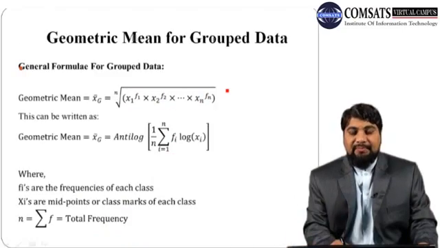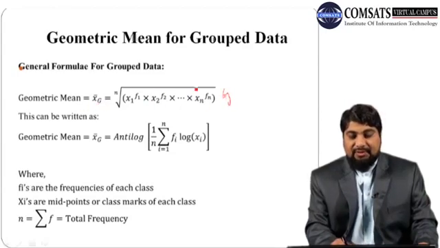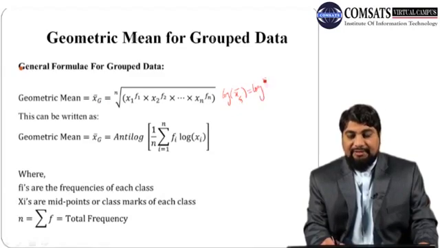So in order to simplify this formula to get this alternative form, which is in logarithmic form, we can take logarithm on both sides. So taking log on both sides of these equations, so log of x bar g, so log of left hand side and then log of right hand side.